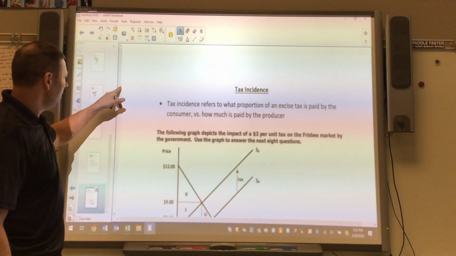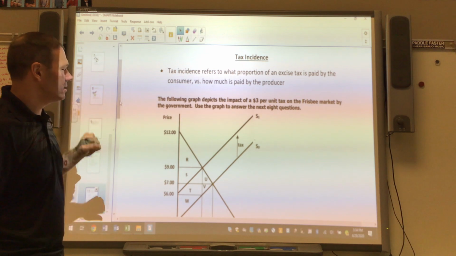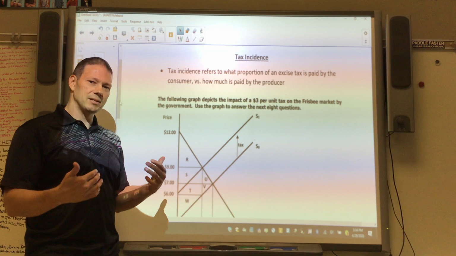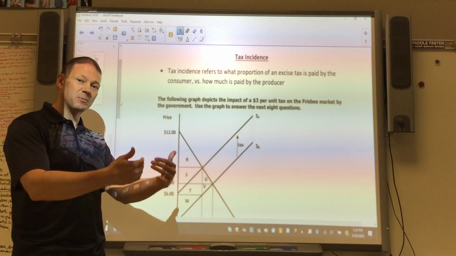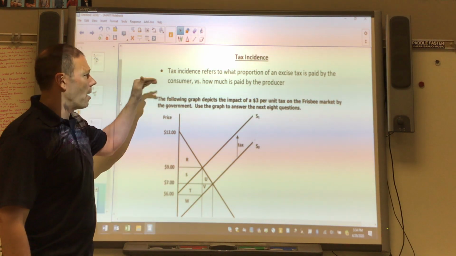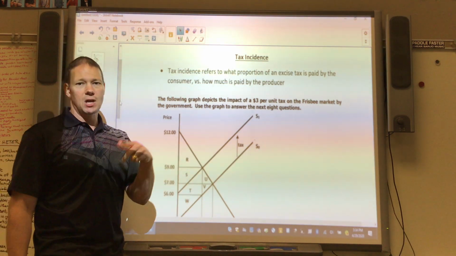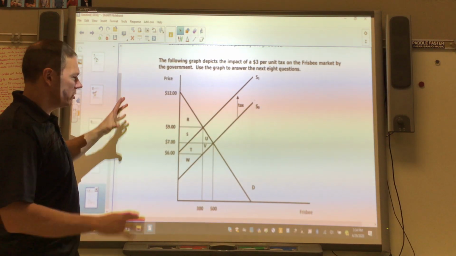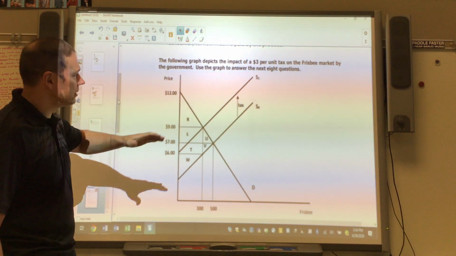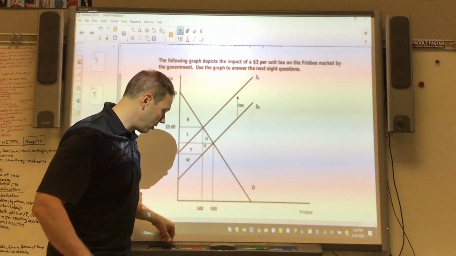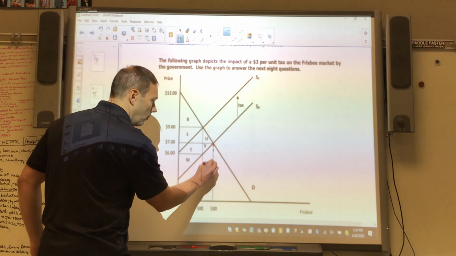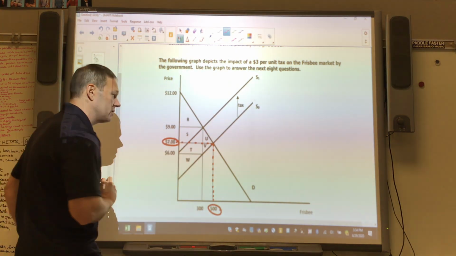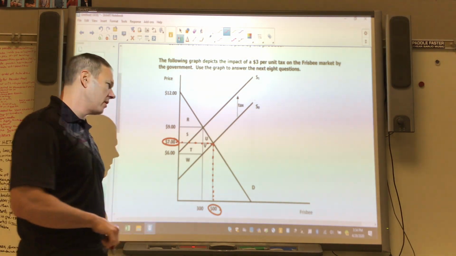All right, and then lastly, tax incidence. Tax incidence refers to what proportion of an excise tax, a tax placed on a specific item, usually per unit, is paid by the consumer versus how much is paid by the producer. Here's a good example of a graph with some nice numbers and labeling. You've got the original supply and demand curve. In a perfect world, we are going to produce 500 units at a price of $7, based on the supply and demand for the market.